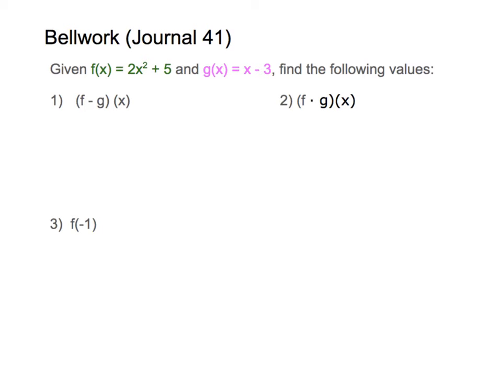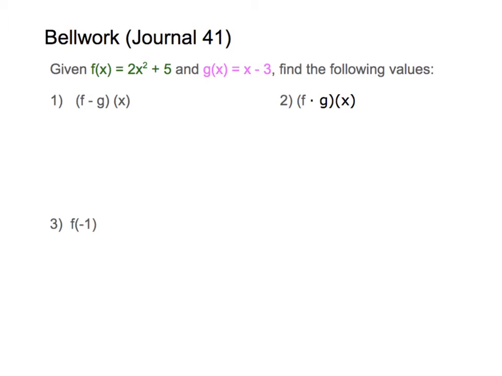Okay, so in this journal here, we're going to start with the bell work being something you've seen in your packet, your homework packet. So these two problems, if you're having trouble with your homework packet on page 1, these two problems might help you out.